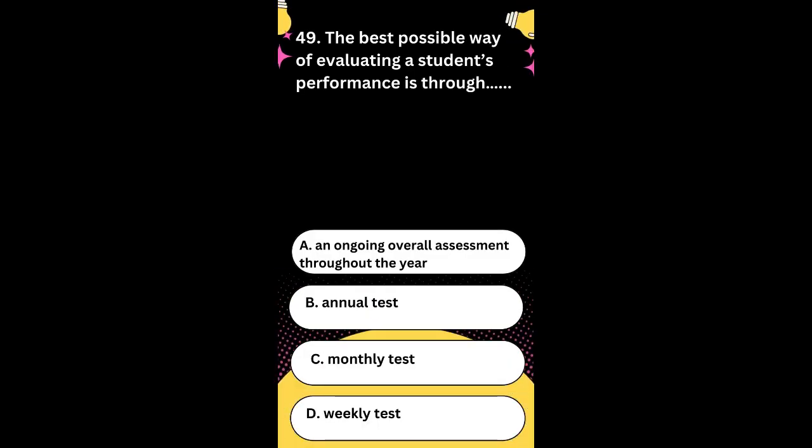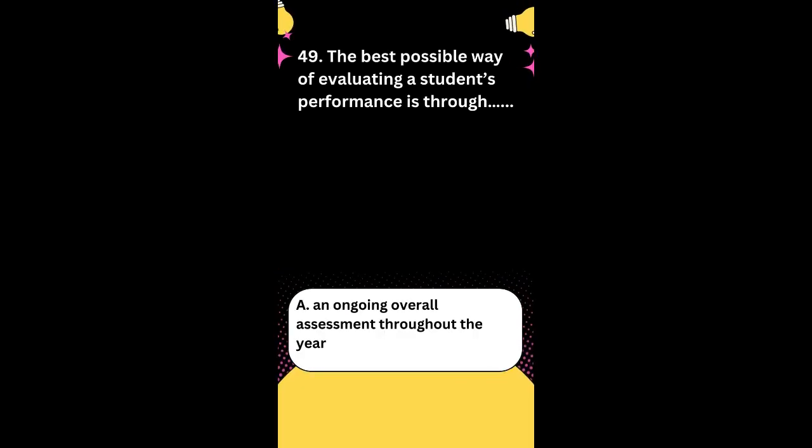49. The best possible way of evaluating a student's performance is through A. An ongoing overall assessment throughout the year. B. Annual test. C. Monthly test. D. Weekly test. The correct answer is A. An ongoing overall assessment throughout the year.